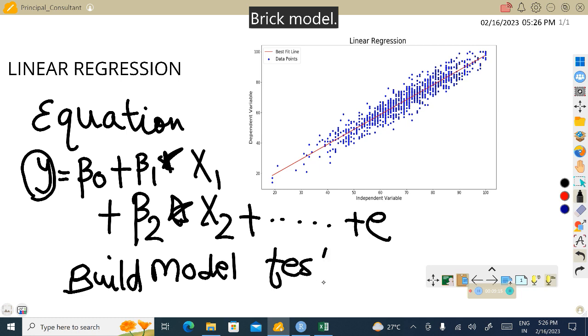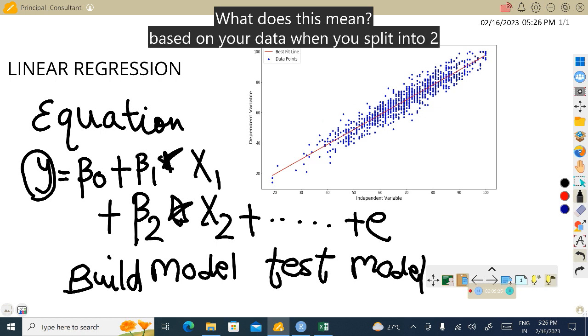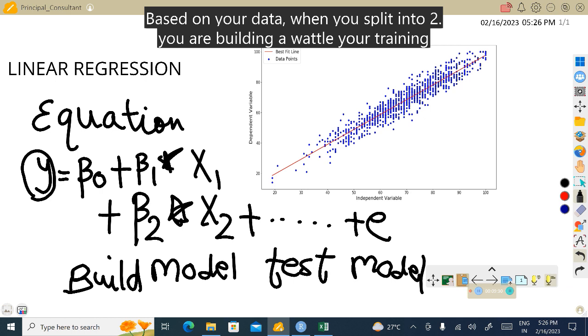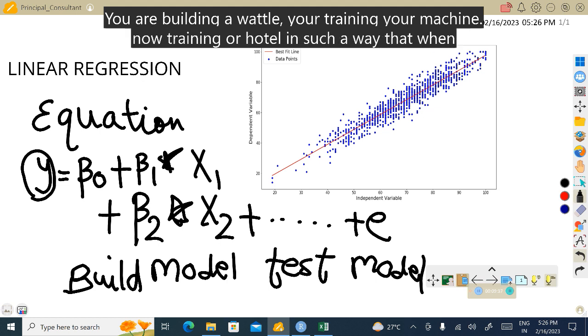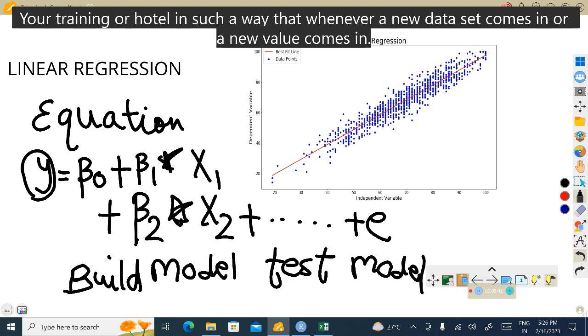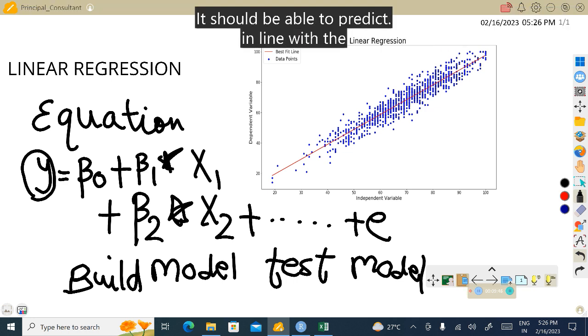Test is to test your model. What does this mean? Based on your data, when you split into two, you are building a model, you're training your machine, you're training your model in such a way that whenever a new data set or a new value comes in, it should be able to predict in line with the model that you have trained.